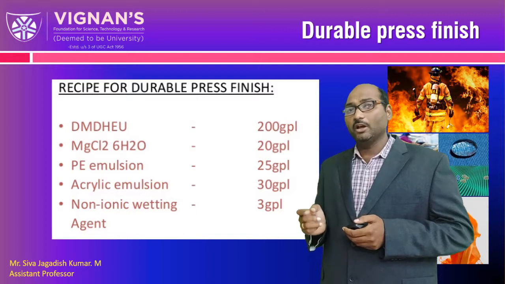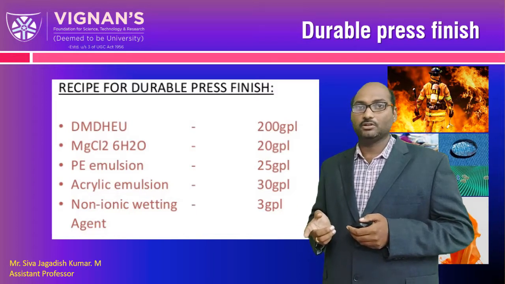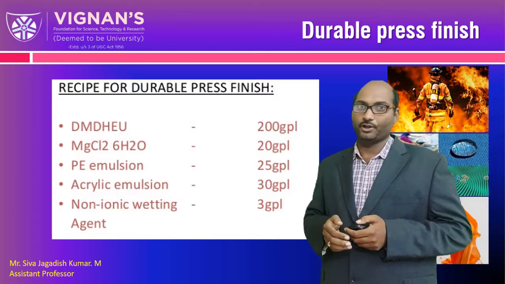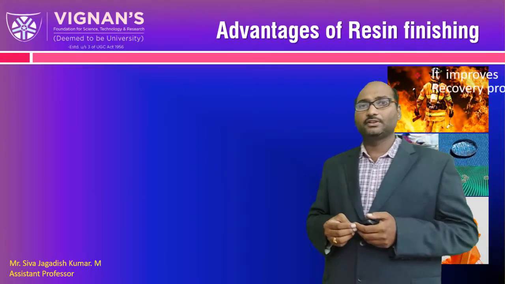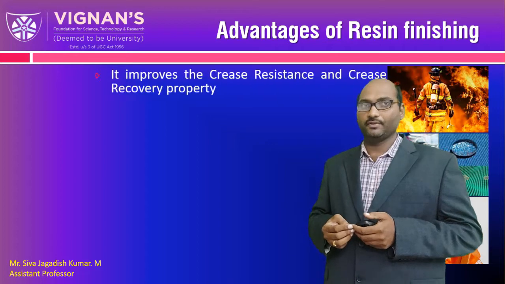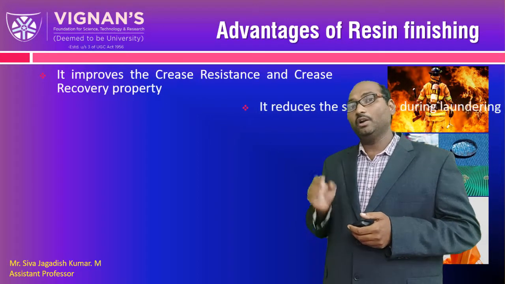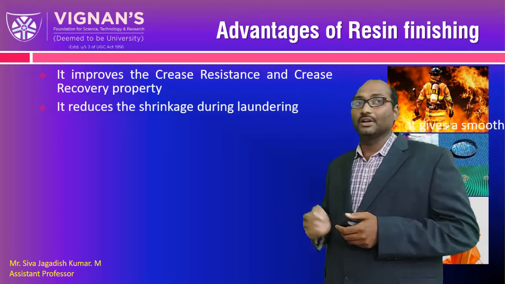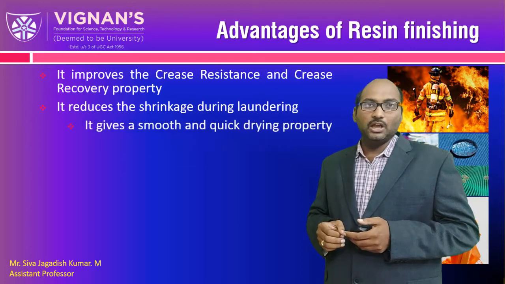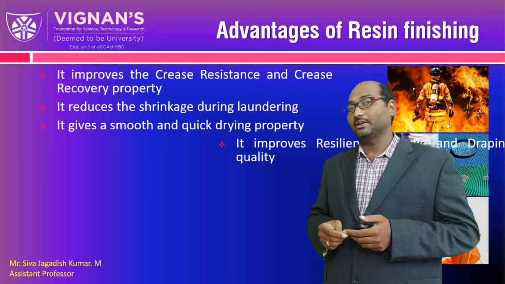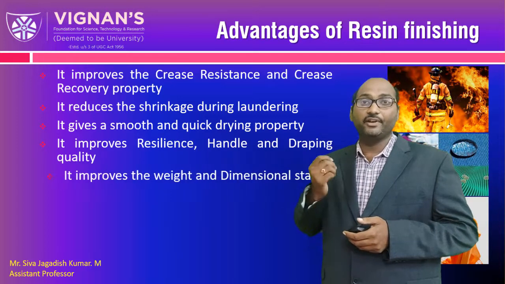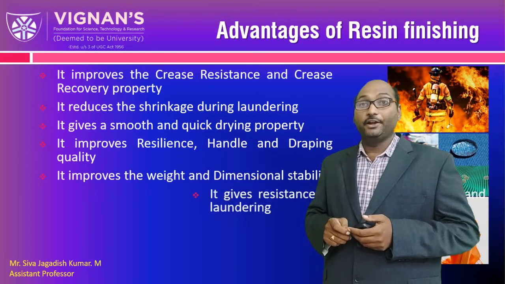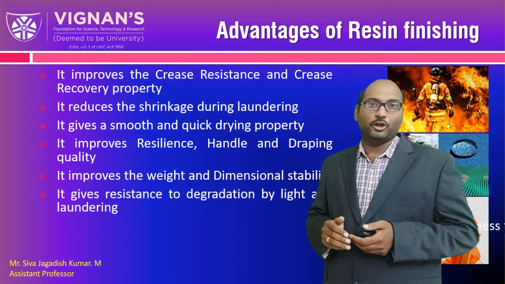Okay, it can be applied at the garment stage, but before the final curing. Yeah. So most of the blazers also generally come with this kind of finishes. So the advantages of the resin finishing, if you consider, it improves the crease resistance and crease recovery property, the CRA, crease recovery angle. It will definitely improve. Okay. It reduces the shrinkage during the laundry.